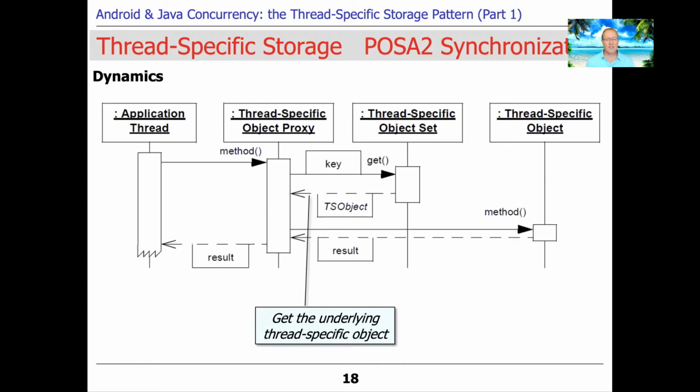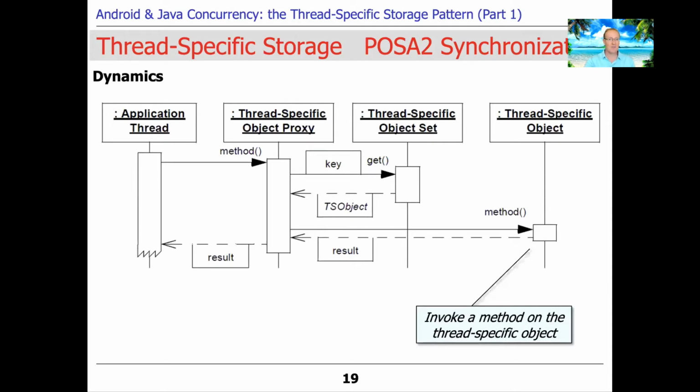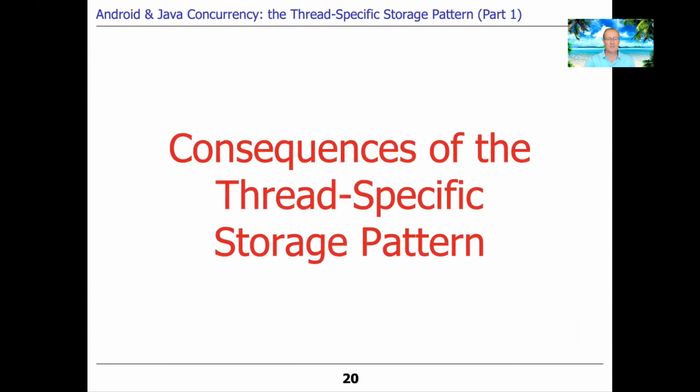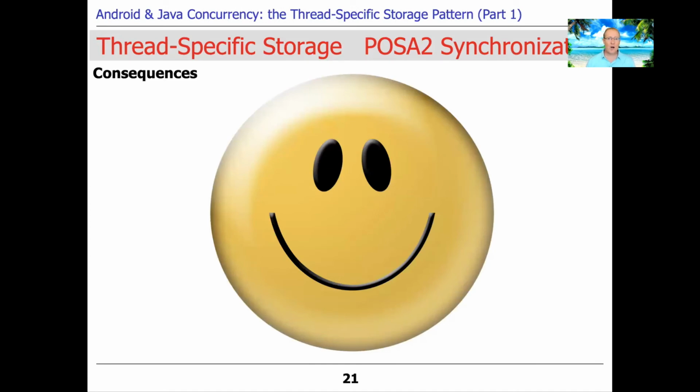So once you get this, you're going to get the underlying thread-specific object, and then that gets forwarded to the thread-specific object that's stored in a way that's going to be very efficient and requires no locking. So as always, what are the pros and cons of using this approach?